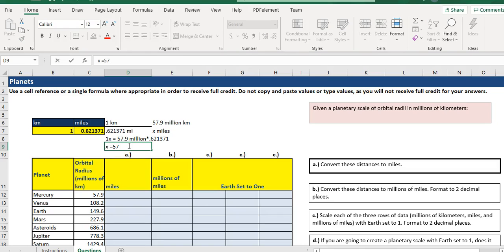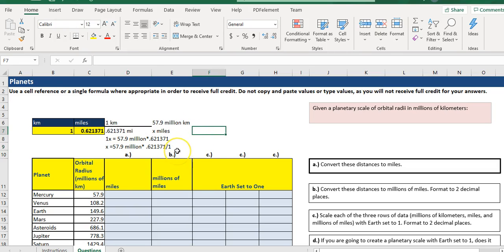to 57.9 million kilometers times 0.621371 divided by 1. Okay, so now I need to translate that into my cell locations. So 57.9 is located in cell C12. 0.621371 is located in C7, and the 1 is located in B7.